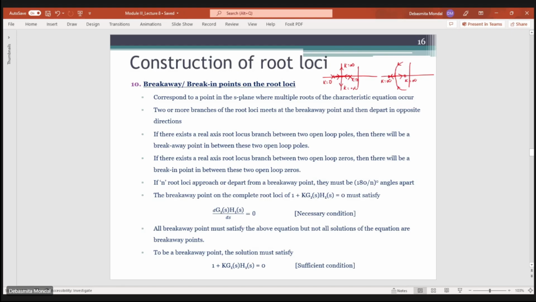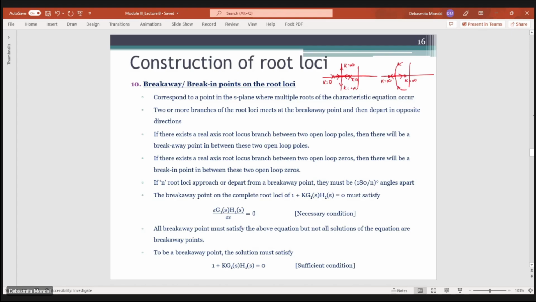If a branch of the root locus exists on the real axis between two open loop zeros, you will have a break-in point, and you will have a breakaway point if a branch of the root locus exists on the real axis between two open loop poles. If n root locus branches are approaching or departing from a point, approaching means it's a breaking point, and departing means it's a breakaway point. They must depart at an angle of 180 degrees divided by n.